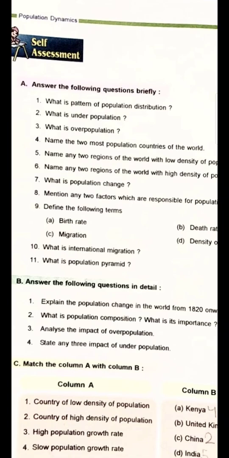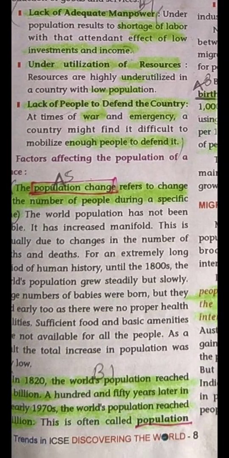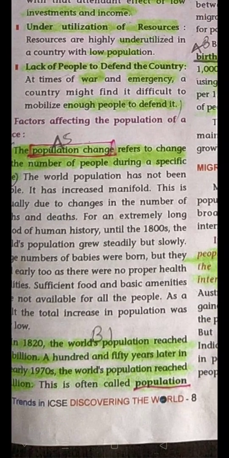So, the first one, please children follow the answers also. Explain the population change in the world from 1820 onwards. And for this answer, we move on to page number 25. So, population change, let me see, I have page number 25 with me, yes. And the population change since 1820, I am reading out this part to you.